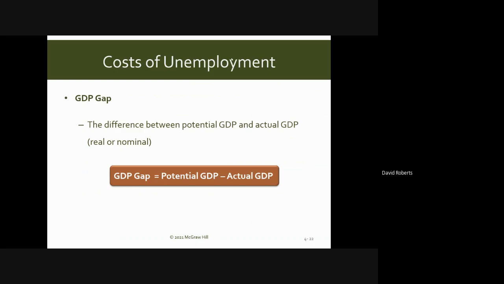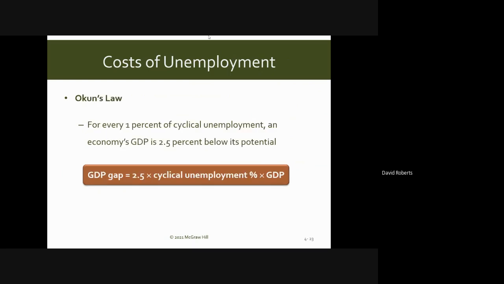There's a gap between the potential GDP and the actual. This is bad for the economy because it means we could be having more. Remember, economics is about scarce resources. Well, Okun's law: for every 1% of cyclical unemployment, it causes a 2.5% reduction in GDP. So if 2% of the population is unemployed because of cyclical unemployment, the GDP will be 5% less.